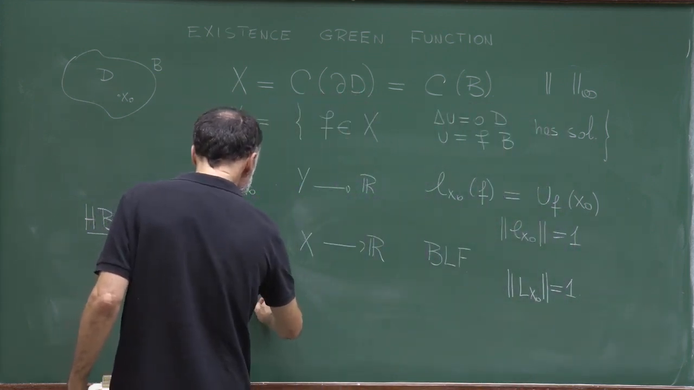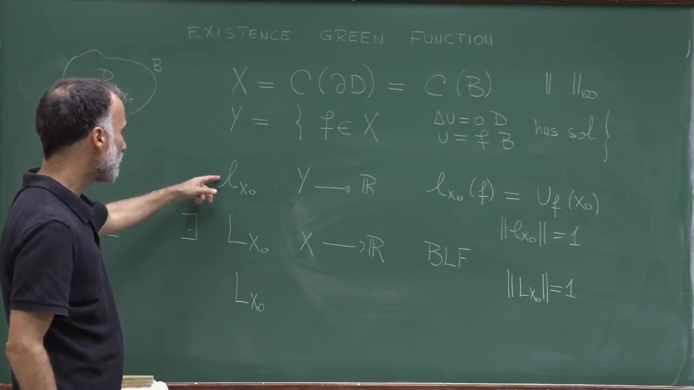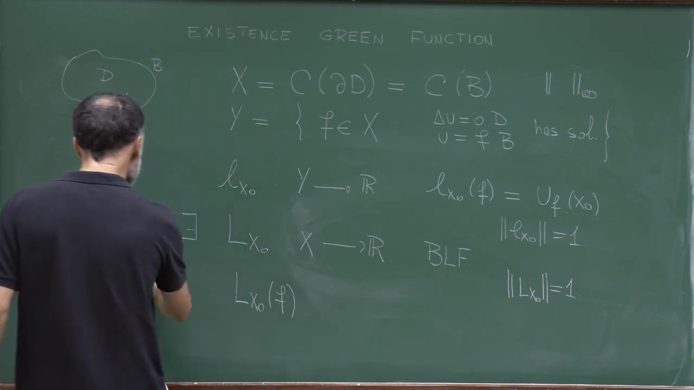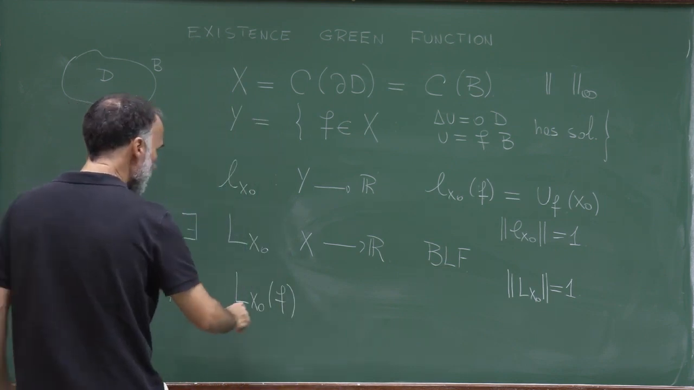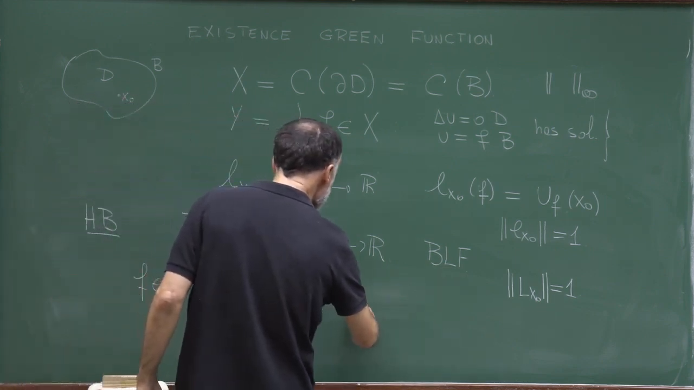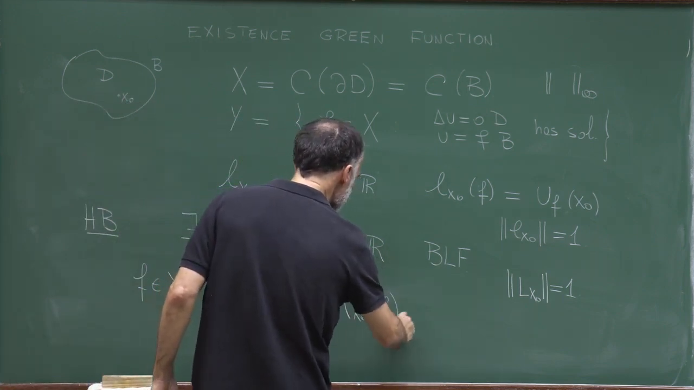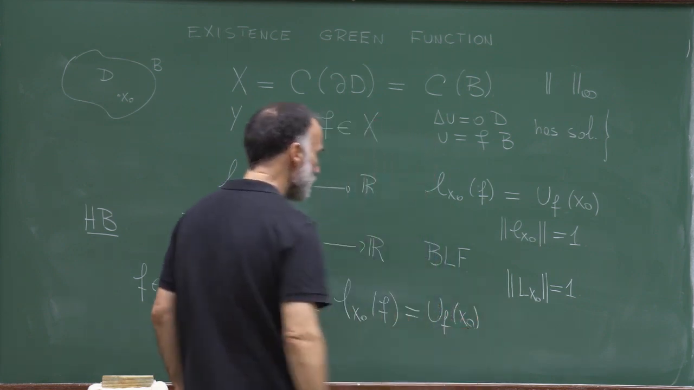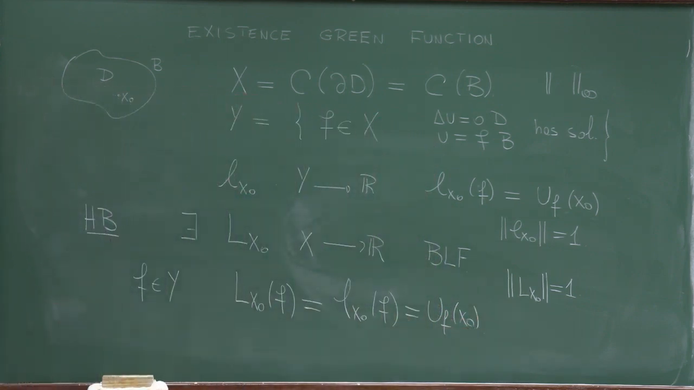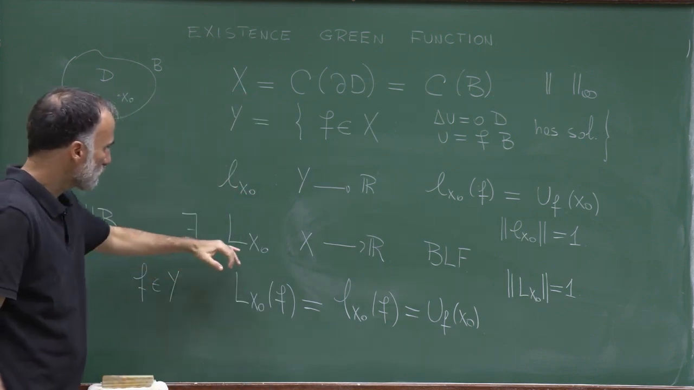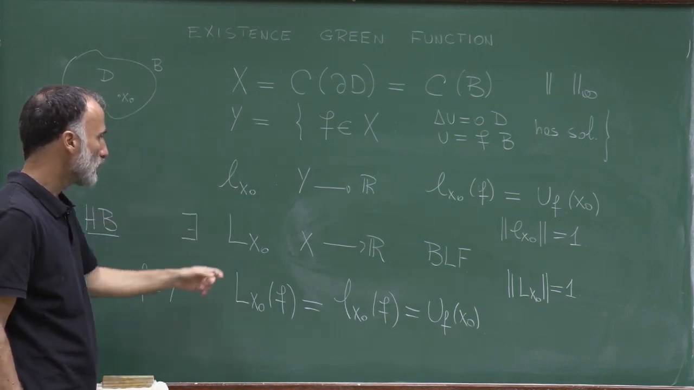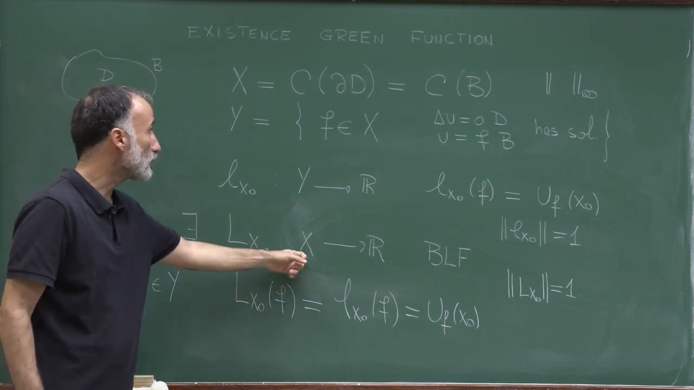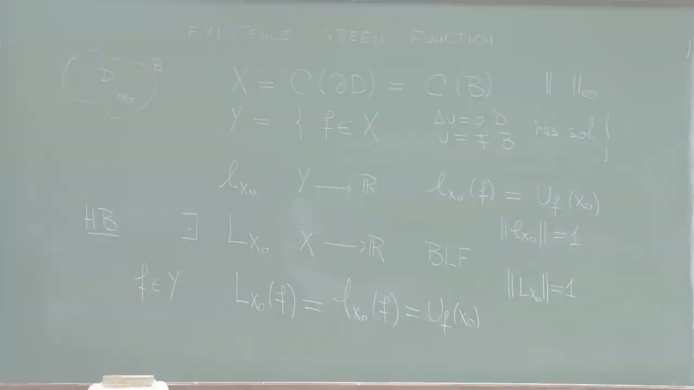And L_x0 is an extension of small l_x0, so if I apply that to a function f in Y, L_x0 of f is equal to l_x0 of f, and this is u_f(x0). So now what I will do is present some properties of this bounded linear functional L_x0, which is defined on the space of continuous functions on the boundary.